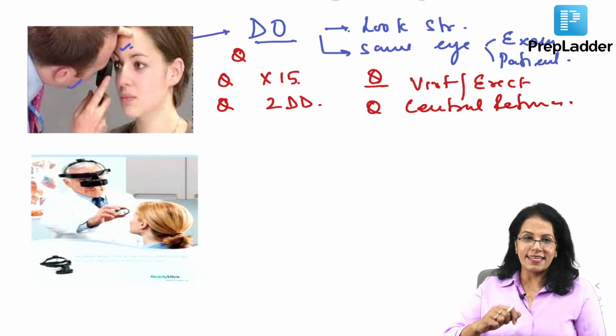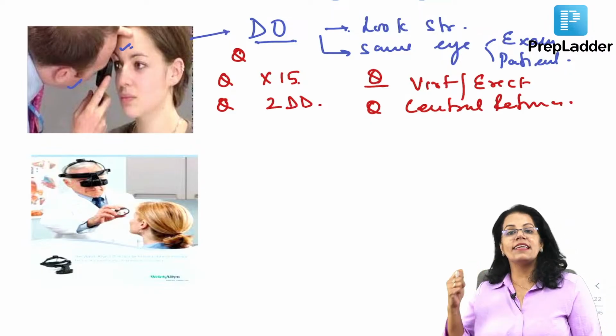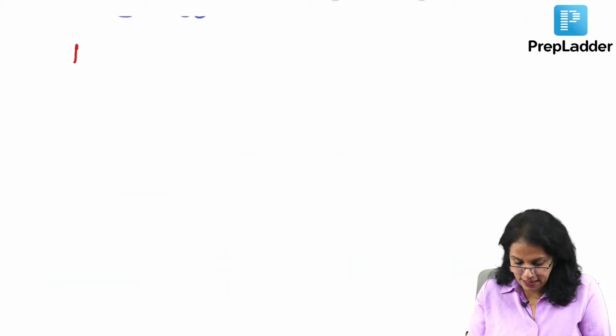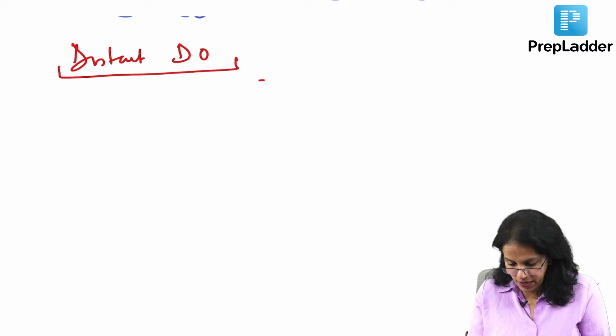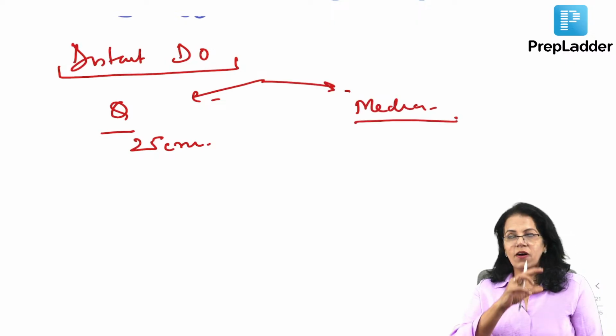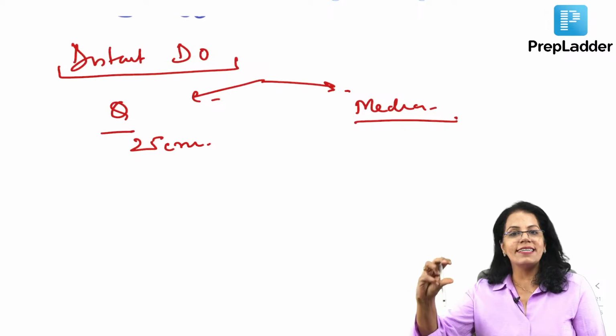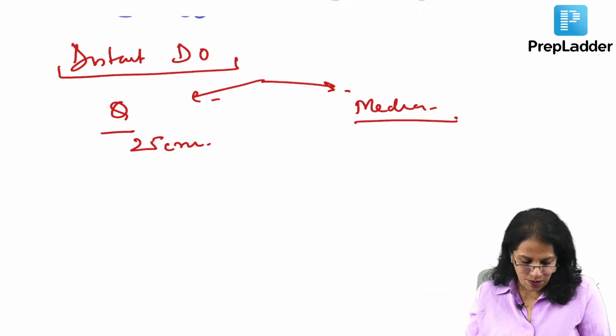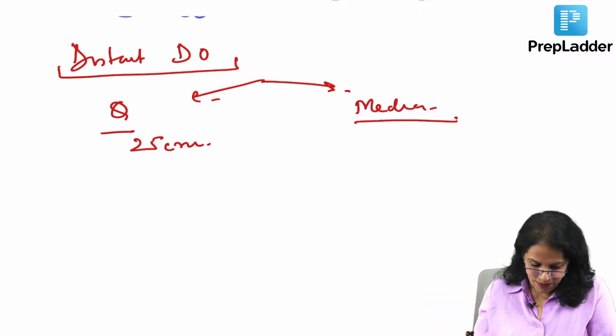What is distant direct? When the same instrument is seen at a distance, we call it distant direct ophthalmoscopy. And in distant direct ophthalmoscopy, at what distance we do it is an exam question. We answer 25 centimeters. What are we seeing? We are seeing the media of the eye. What is media? All the structures on the way of the light ray till it reaches the retina. This is what is media. Yes, very good.